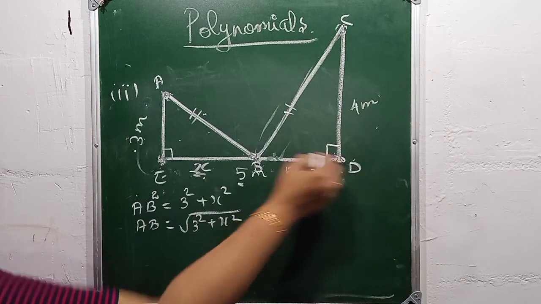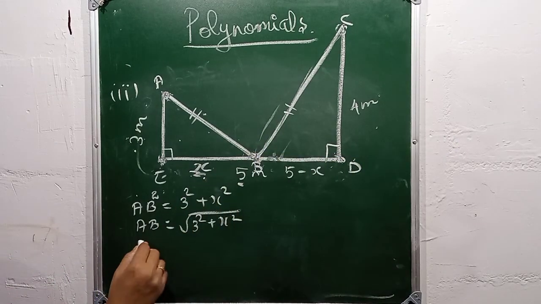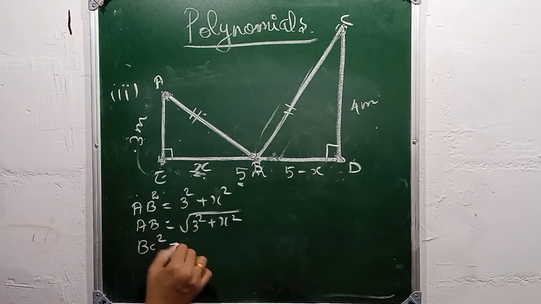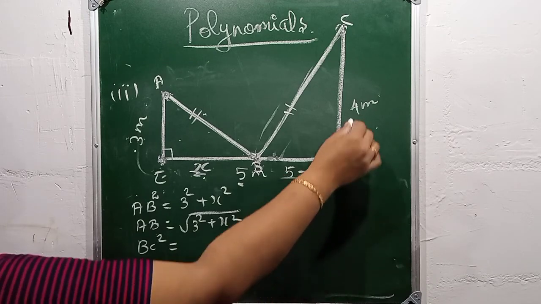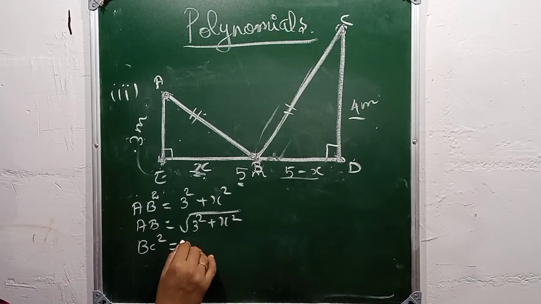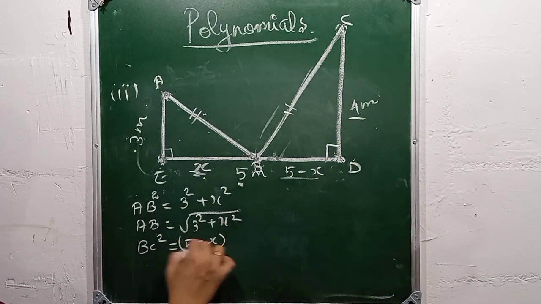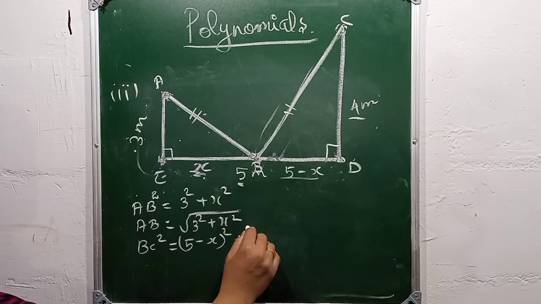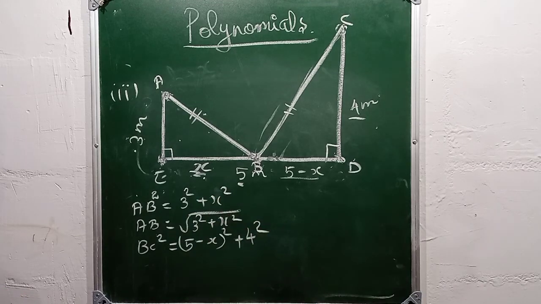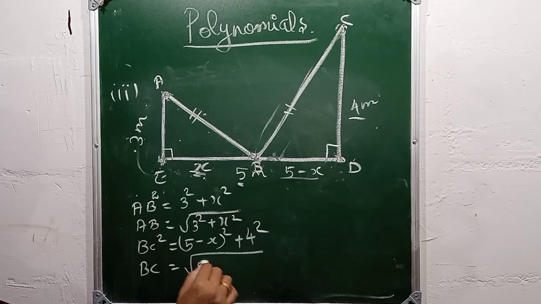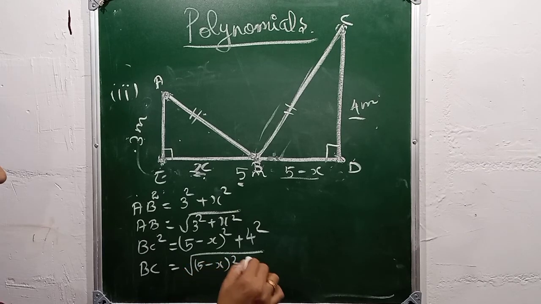Then from the second triangle, we have BC. BC square is equal to base square plus altitude square, that is 5 minus x whole square plus 4 square. Then what is BC? BC is equal to root of 5 minus x whole square plus 4 square.